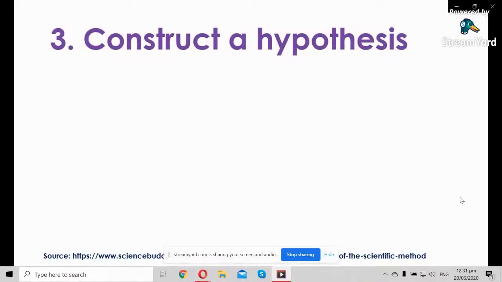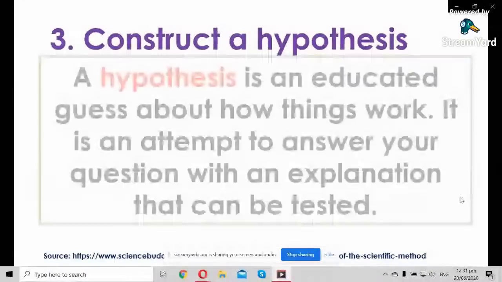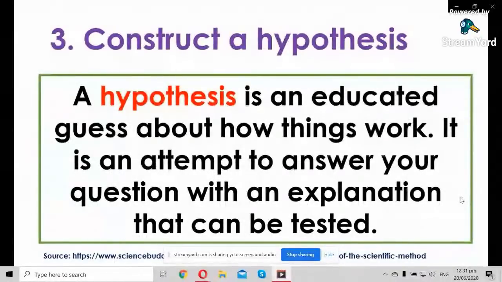Earlier, we already have options or background research about how to help Charlie solve his problem. Now, this time, we will go on to our third step of the scientific method. The third step is construct a hypothesis. Please read. Great job. What is a hypothesis? A hypothesis is an educated guess about how things work. It is an attempt to answer your question with an explanation that can be tested.